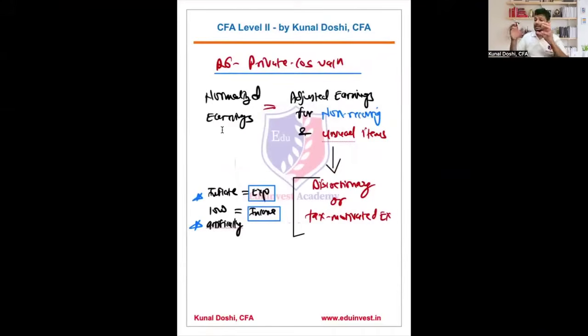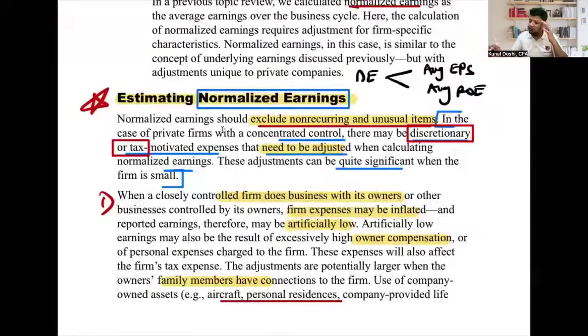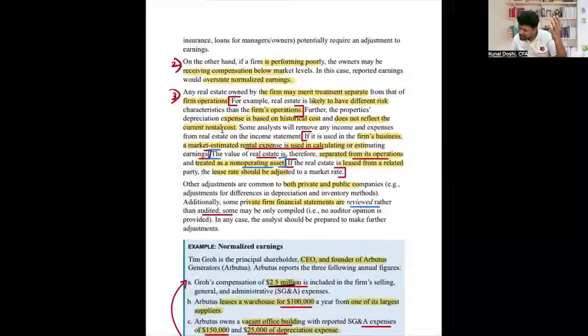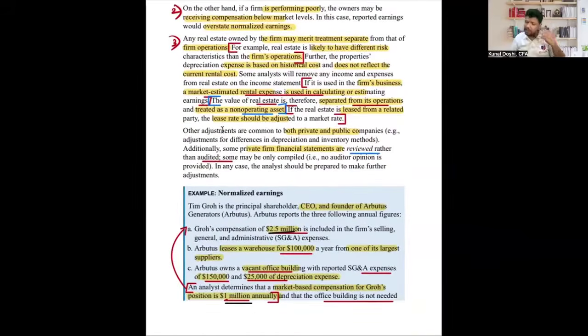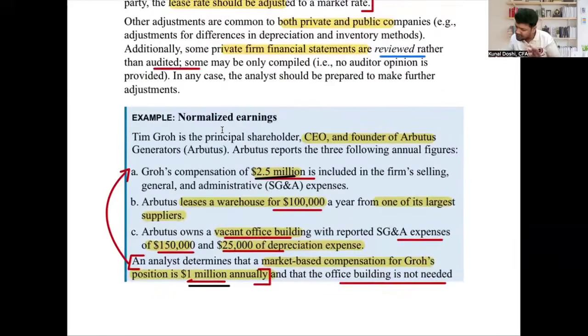There will be several adjustments related to property, which we will see in the examples. Companies use company assets for personal reasons. Here, for one of the examples, I will just show you. Gross compensation is 2.5 million, correct? But the analyst determines market based compensation is only 1 million. So they are overpaying themselves. So when I take over these companies, these expenses will be reduced from 2 million, right?